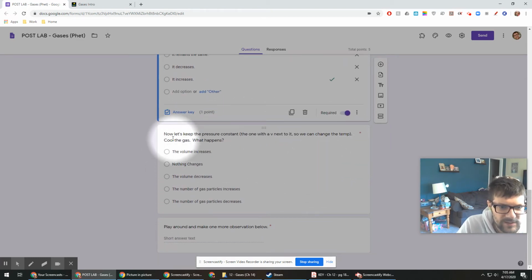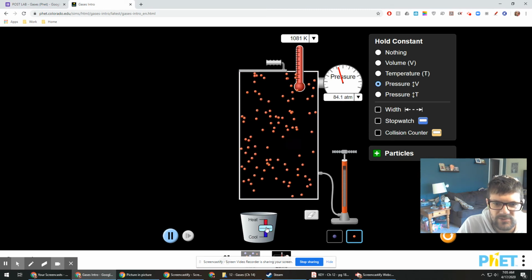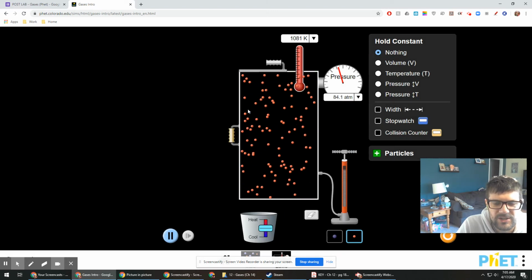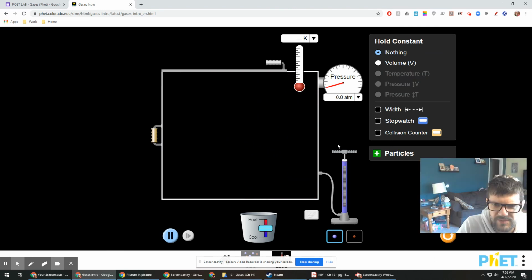And now here's your last one. Let's keep the pressure constant and cool the gas. What happens? All right, so let's see if we can keep the pressure constant and try to cool it. Now, yes, here, I want to show you this. Oops, pressure cannot be held constant. The volume would be too small. So we might need to reset it here. I can try fiddling around with variables, but it might just be easier to reset it and start over.